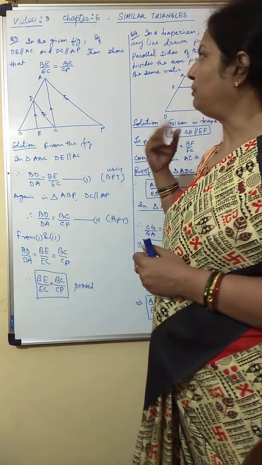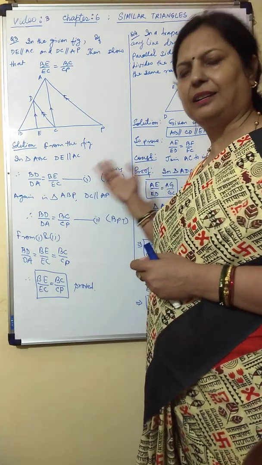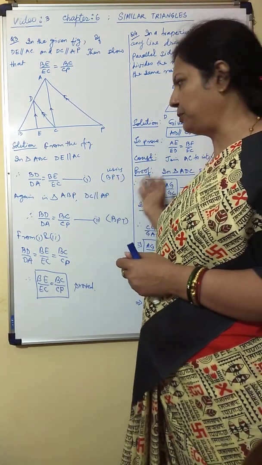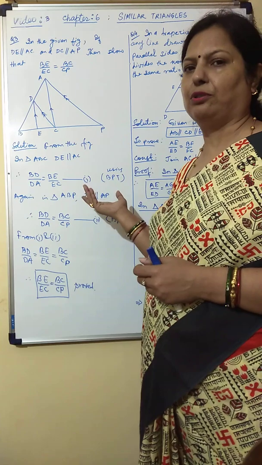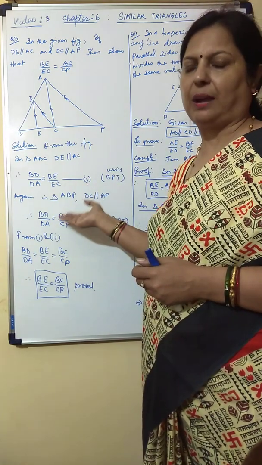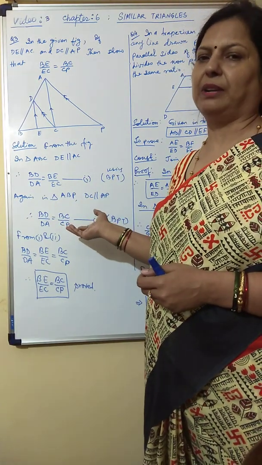Then I'll come with two more questions related to the basic proportionality theorem, and then we will go to the second part of this chapter, which is criteria of similarity.